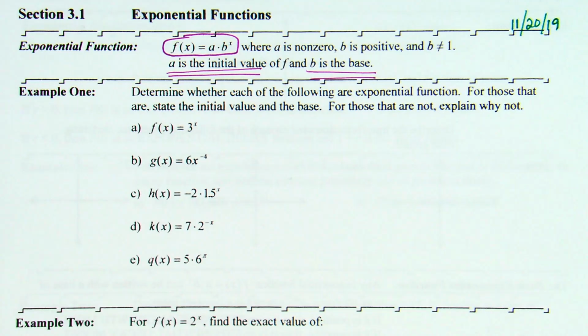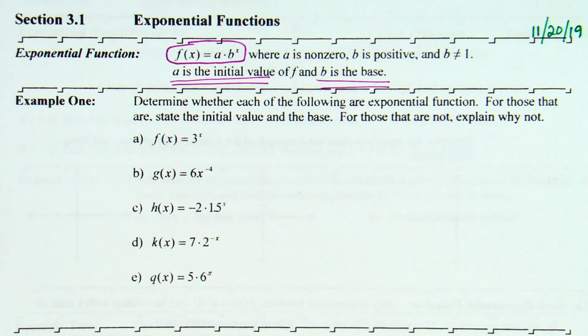So, we're going to look at what these look like. We're going to look at graphs, a little bit of everything today. Example one is going through and being able to determine either yes, this is exponential, or no, it's not exponential, and if it is, they ask us to state the initial value and base. For those that aren't exponential, they ask us to be able to tell why. So as we look at that first one, A, f of x equals 3 to the x. Yes, it is exponential, or no, it's not exponential? What do you think? Does that fit the form of an exponential function?